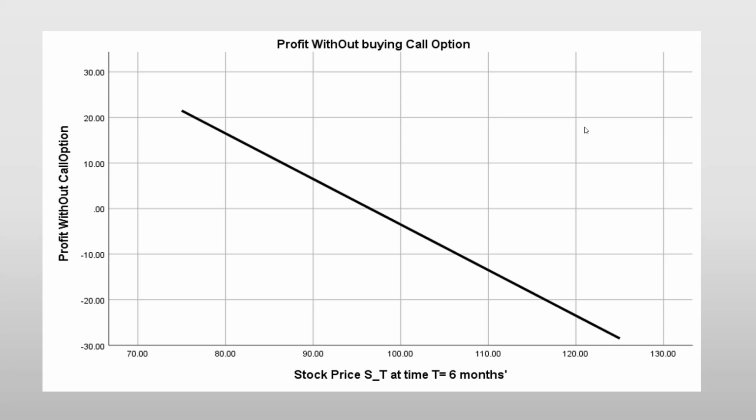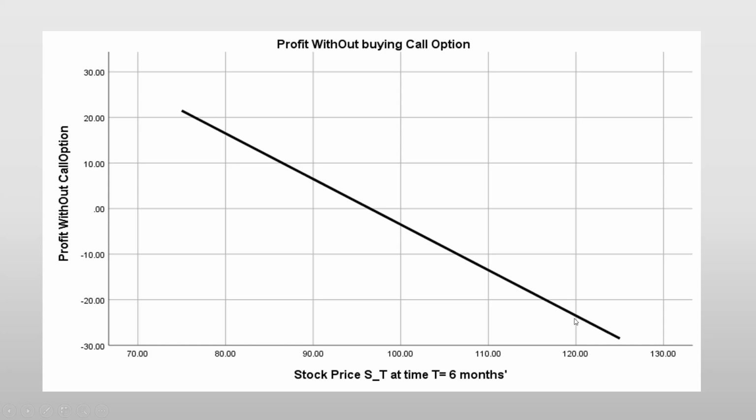So we can see if the price is less than the strike price, I mean $80, we are in profit. It's a positive value, near about $20. But we can see when the price increases, like to $120, the loss is more than $20.